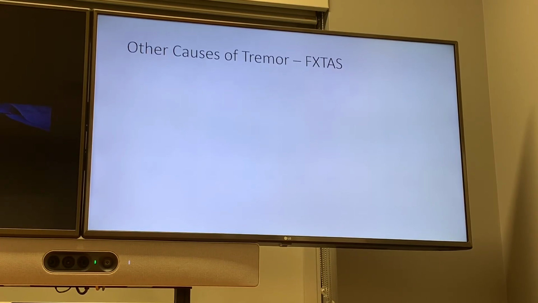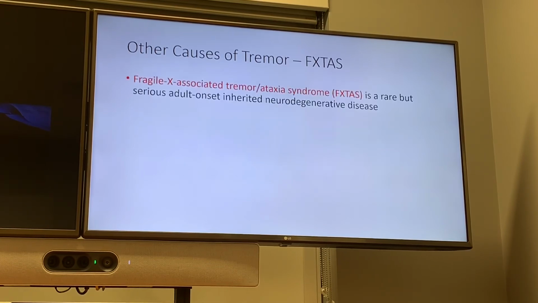So, the last rare cause of tremor is something called FXTAS. I don't even know how to pronounce it, but FXTAS stands for Fragile X-associated tremor ataxia syndrome. This is one of those very rare inherited neurodegenerative processes that almost always occur in adulthood. Usually this happens in men over 50. It very, very rarely affects women. Like these are case report numbers. And if it happens, it's less severe in women.